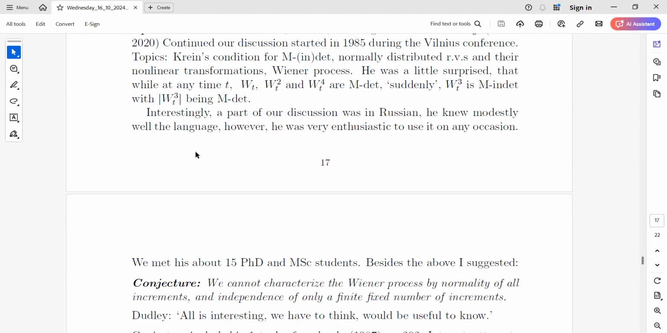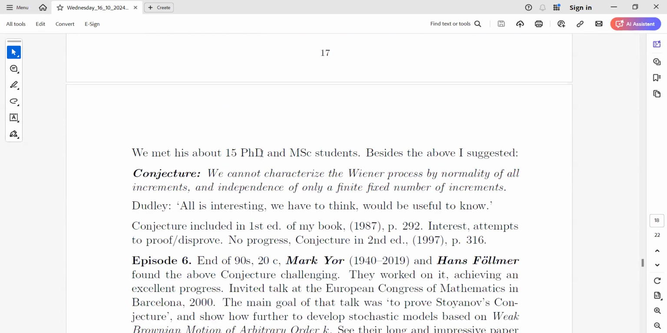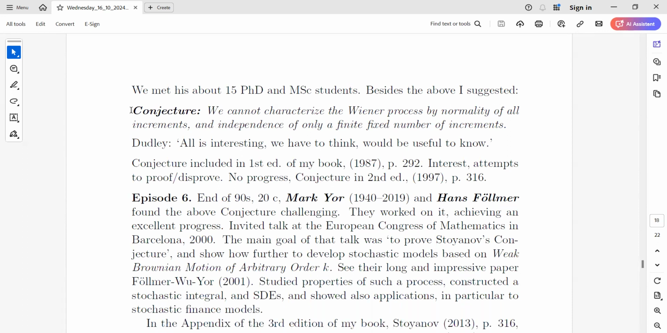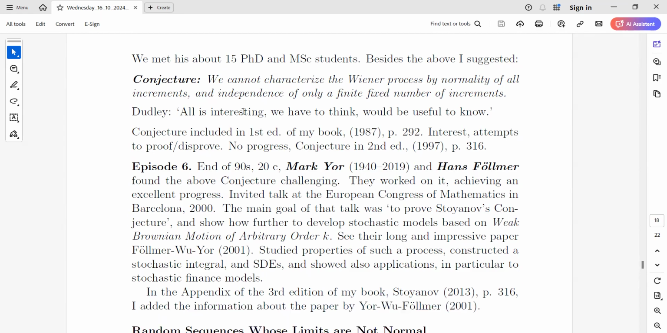But the most interesting was that our discussion was in Russian. He knew, I would say, modestly, the language, Russian. However, he was so enthusiastic that he used Russian all the time and on any occasion. But then we went to his students, and of course, we switched to English, and then I formulated also this conjecture, that we cannot characterize the Brownian motion by normality of the increments only up to a finite fixed number.